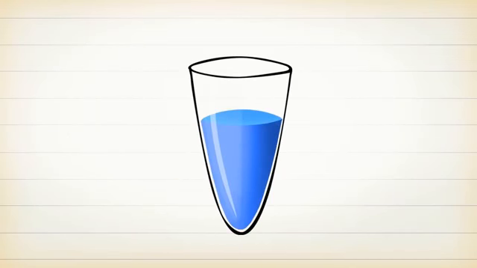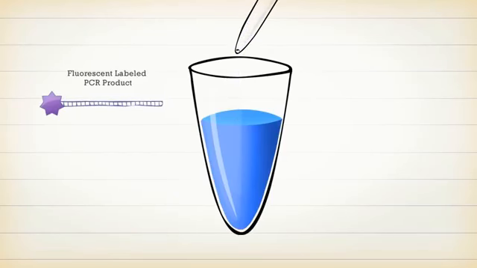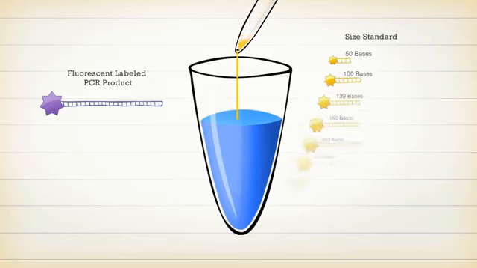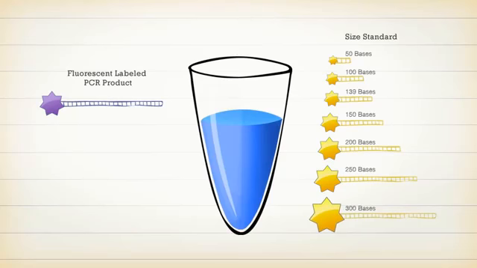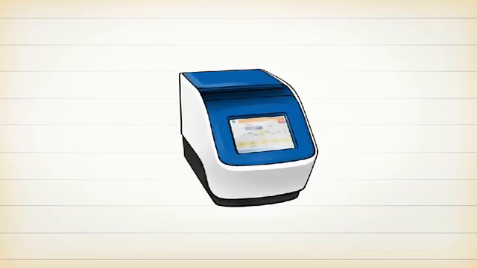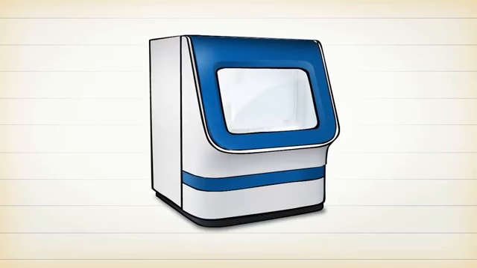In most fragment analysis applications, the unknown DNA fragment to be analyzed is PCR generated using a fluorescent primer. The fluorescent PCR product is then mixed with a size standard, which is an assortment of DNA fragments of known sizes, labeled with a different fluorescent dye than the unknown fragment. The sample is then denatured using a thermal cycler.